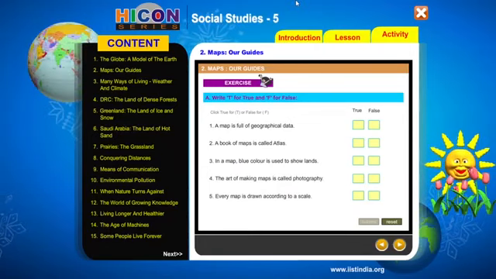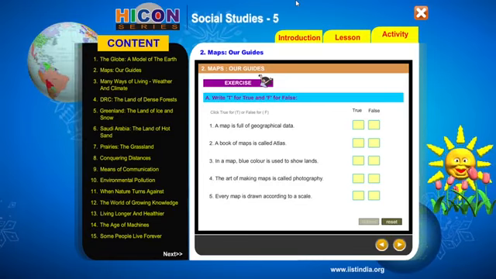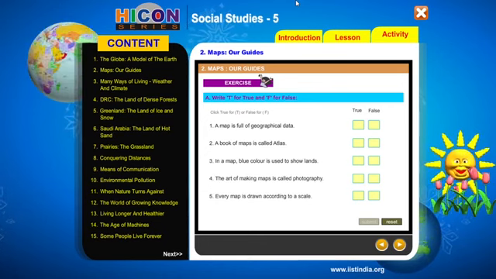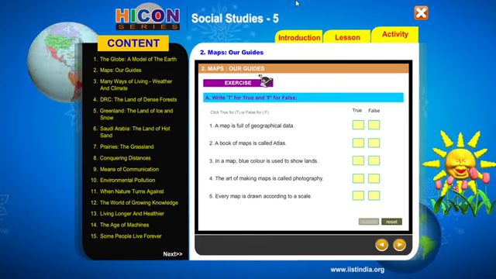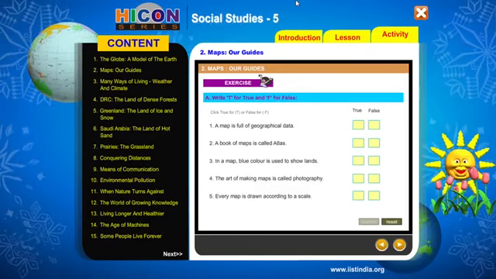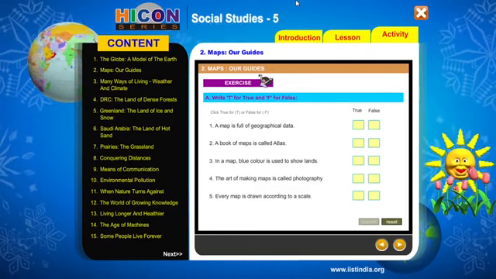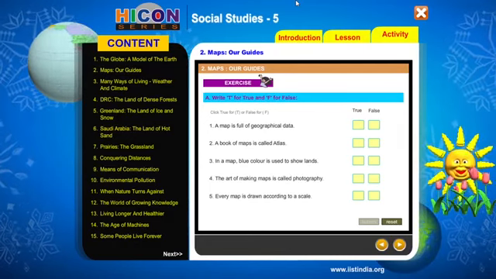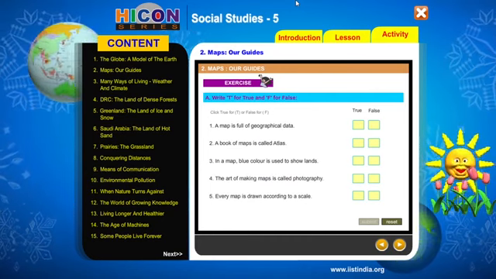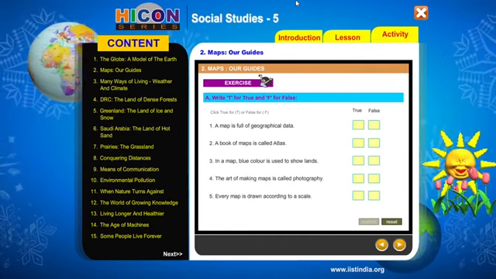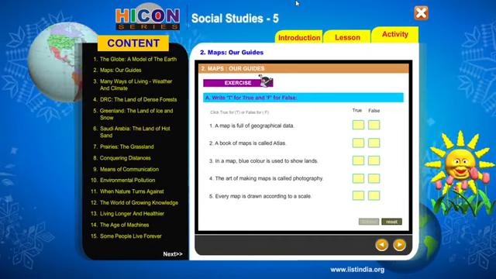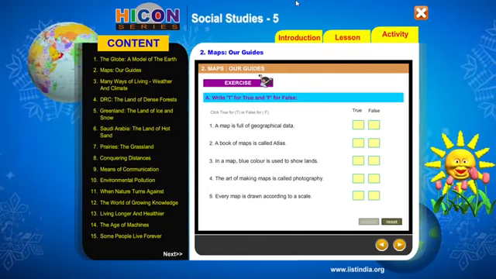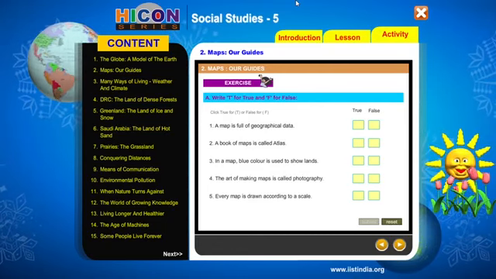Okay, children. So we had seen the lesson part, the maps, our guides, and now it's time for us to do the activity part. Fine. The exercise actually starts with a true or false. Five statements are given there. We need to check each and every statement with what we have learned in the lesson, right? If it matches with what we have learned, then we mark it as true, and if it doesn't match, then we mark it as false. So we need to check every single sentence that is given there, right?